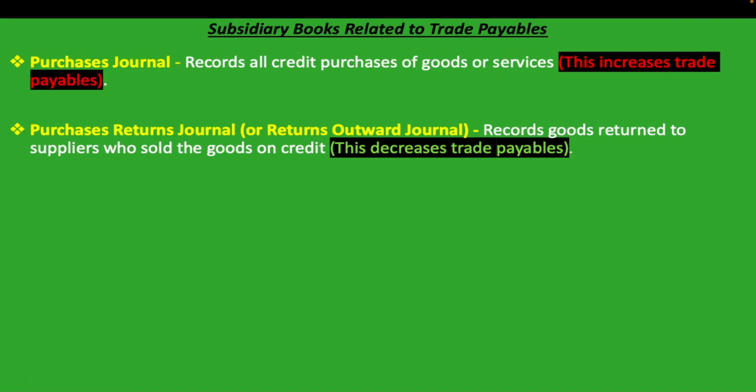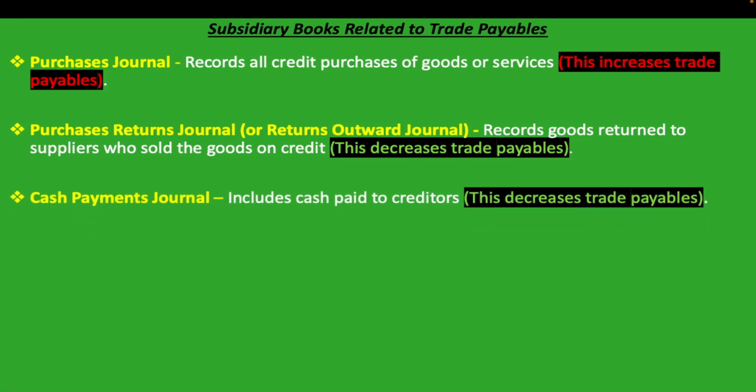Why is that? Well, that's because whenever we return goods to them, we no longer owe them for those goods, and so it reduces how much we owe our suppliers. That means our trade payables is reduced. We've done a lesson on this one as well. If you'd like to know how to do the purchases returns journal, you'll find the link to that lesson in the description below.